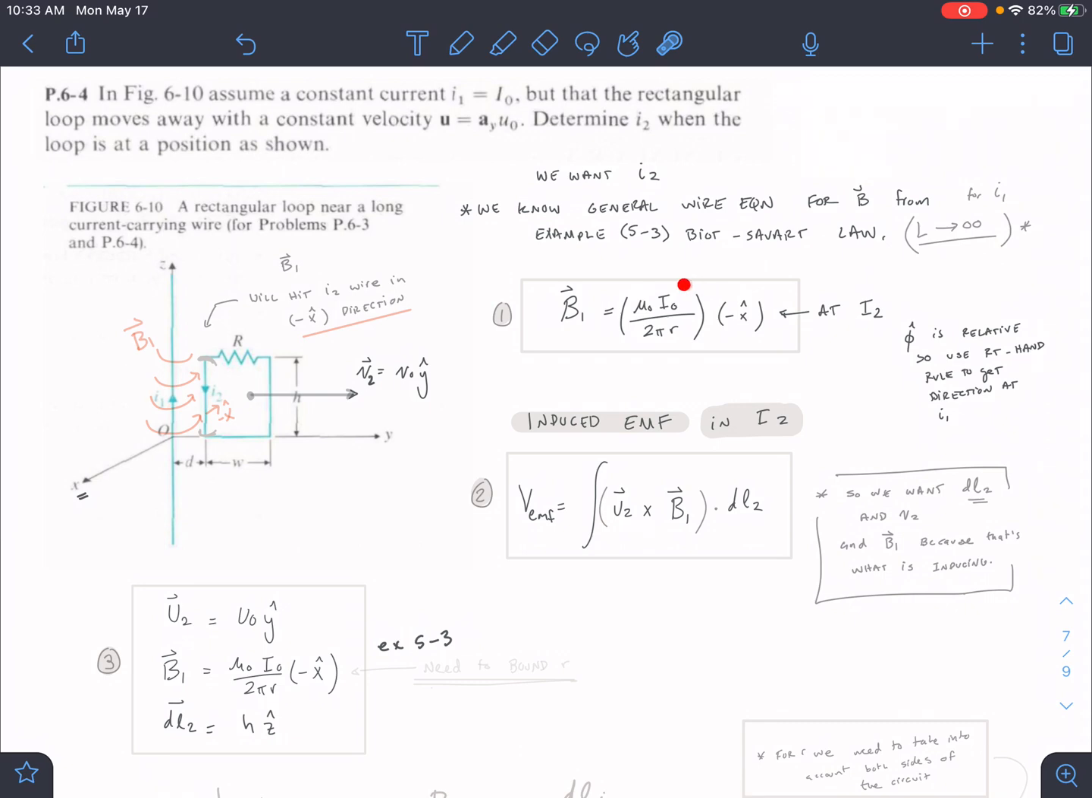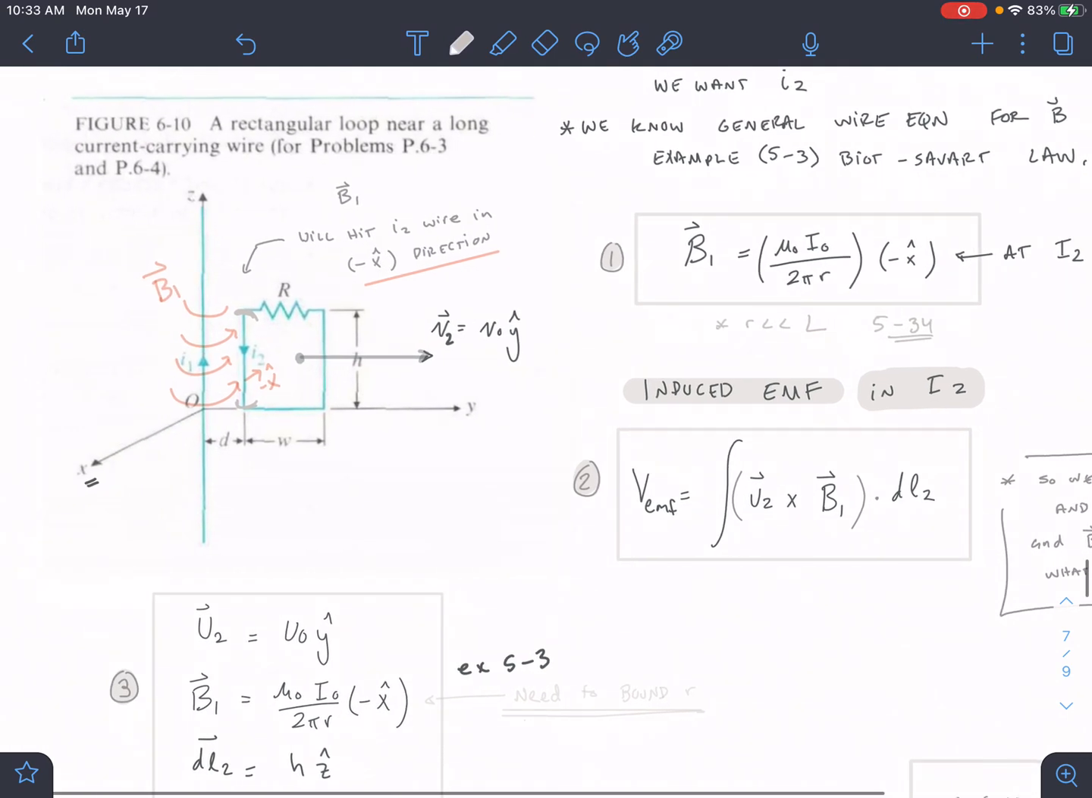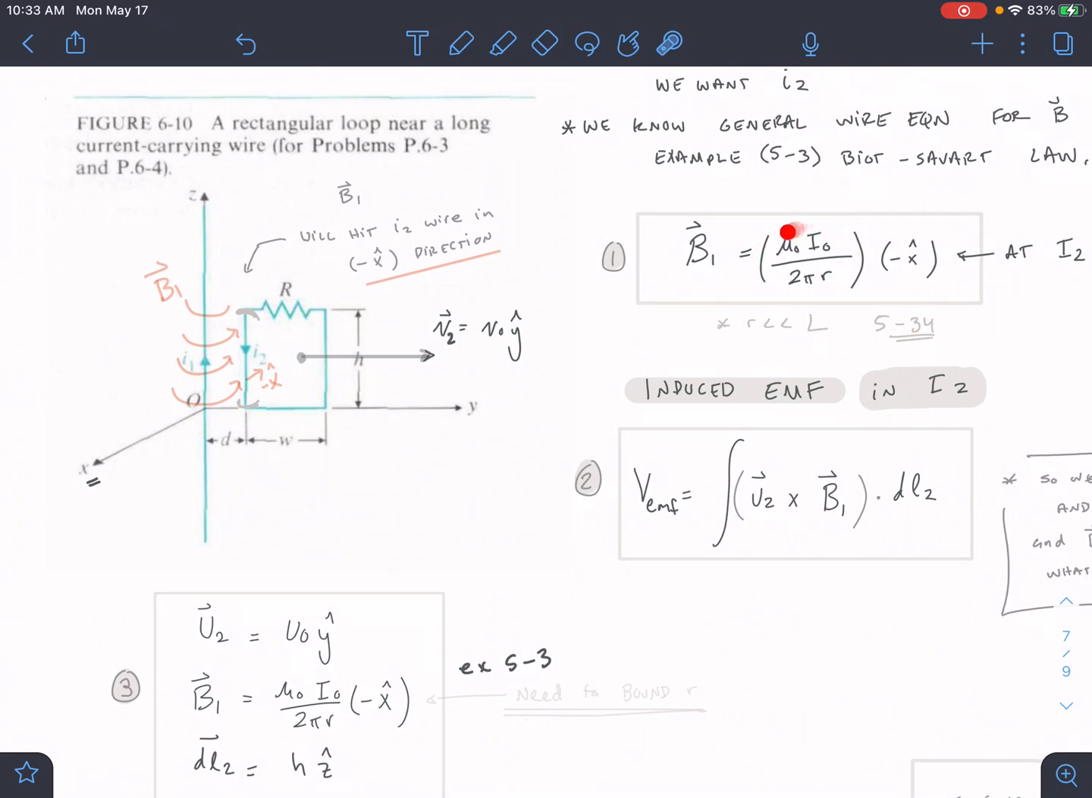So this is just the equation right here, this first part, for a general B field through a wire. And this is the equation where R is less than L, essentially. So just go ahead and go back and look at 5-3.4, I think, just for that explanation. That basically just means that we have a very long wire, so it simplifies this equation a little bit. So this is just a general one that we pulled from 5.3.4, or if you look at example 5-3, just for notes. Okay, so just taking that as a given.